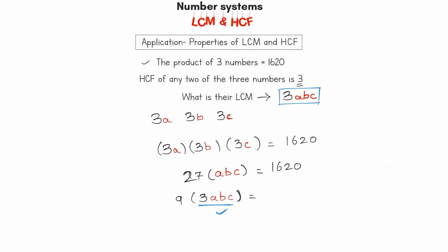This is equal to what now? 1620. So what is 3ABC? That is my final answer. That is equal to 1620 divided by 9, and that will be the LCM. Let's just solve this to reach the final answer. Will this go by 9? Let's solve it completely. 9 ones are 9. 6, 7, 8, 9. Right, it will go. 9 ones are 9. So what is remaining now? 7, 9, 8 are 72, 0. So the LCM of these 3 numbers is 180 and the problem is solved.